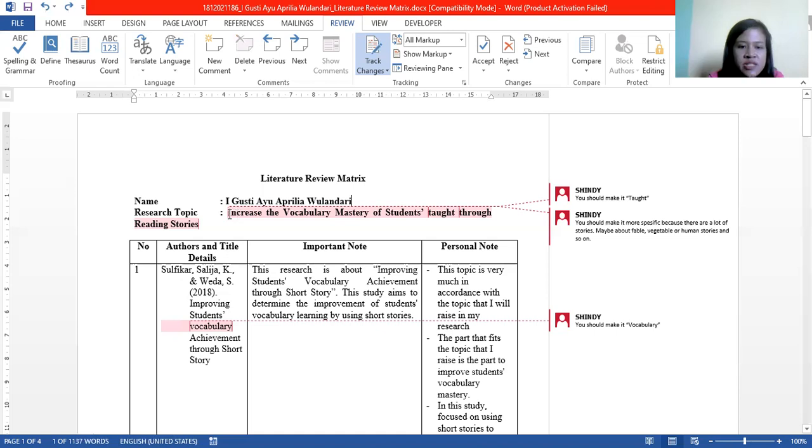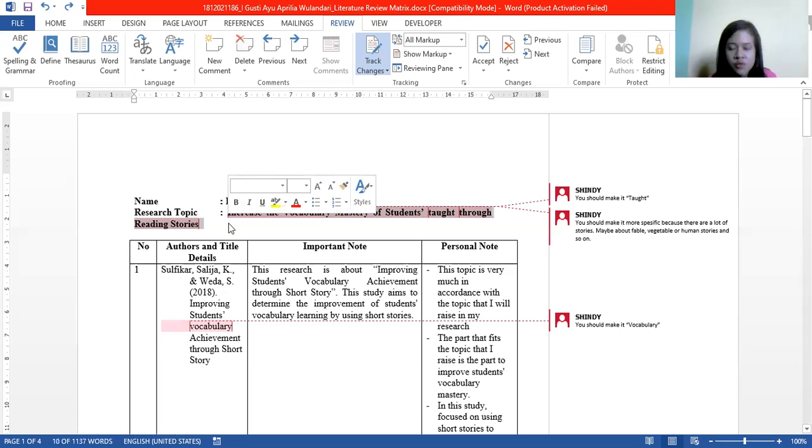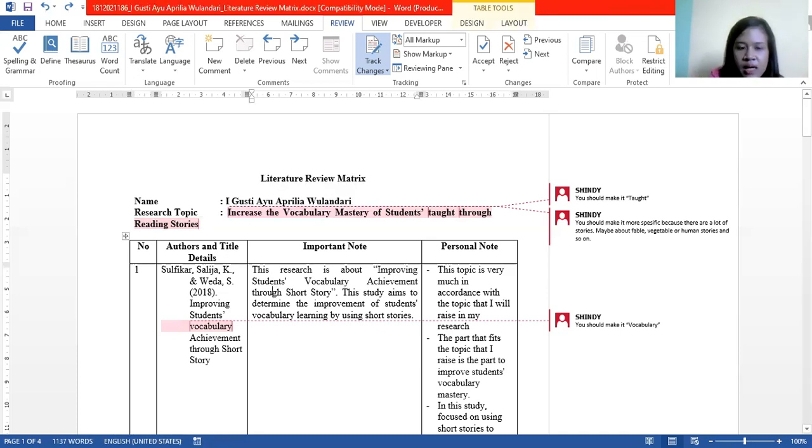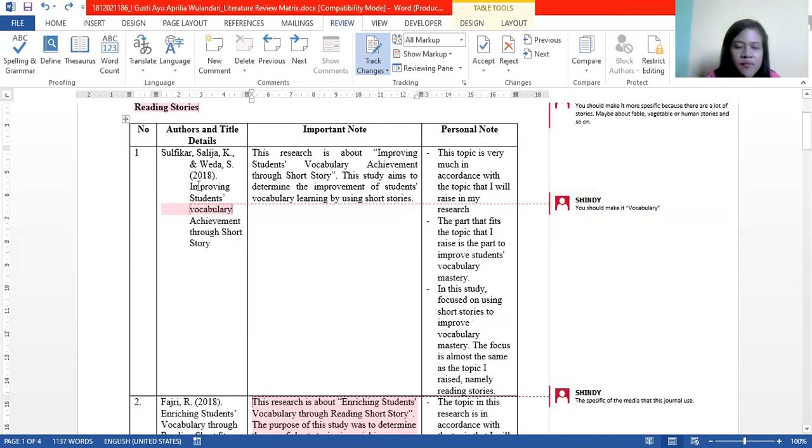And then for your research topic, you should make it more specific about the story that you want to use. Maybe that's about a travel story, or maybe about vegetables, or human stories, or a short story, or maybe about storytelling. You must make it more specific. And then for the first article, this is already enough. And then you can make the V letter capital.